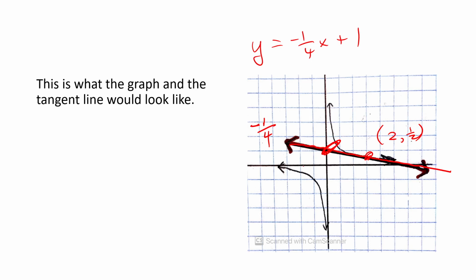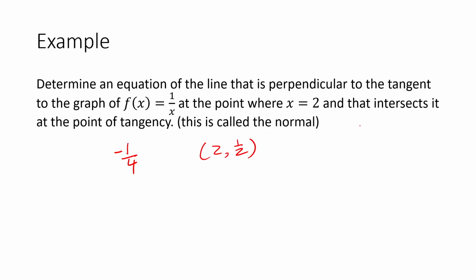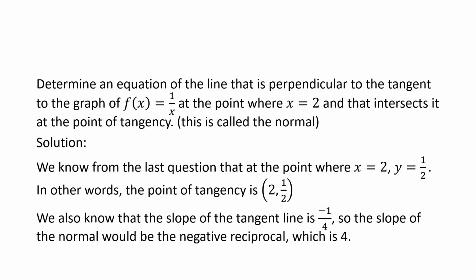Well, what this question is asking us for is the normal. So it's asking us to find out at the point 2 comma 1/2 what the equation of the normal line is. A normal line is perpendicular to a tangent line. So like I just said, we know the point in question is 2 comma 1/2. We know the slope of the tangent is negative 1/4. If I want to know the slope of a perpendicular line, I get the negative reciprocal. In other words, find the reciprocal, change the overall sign. So the slope of the line perpendicular to the tangent, i.e. the slope of the normal, will be 4.